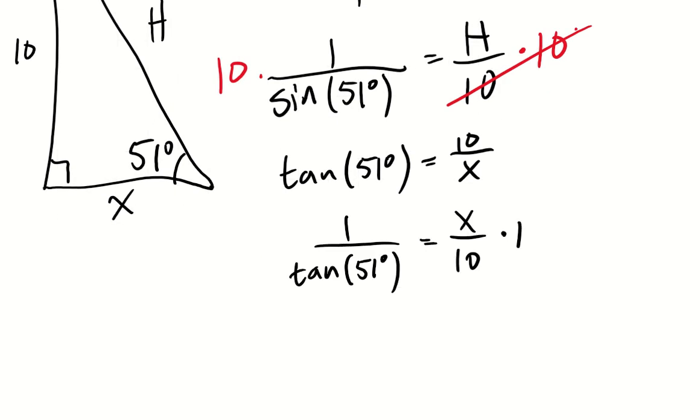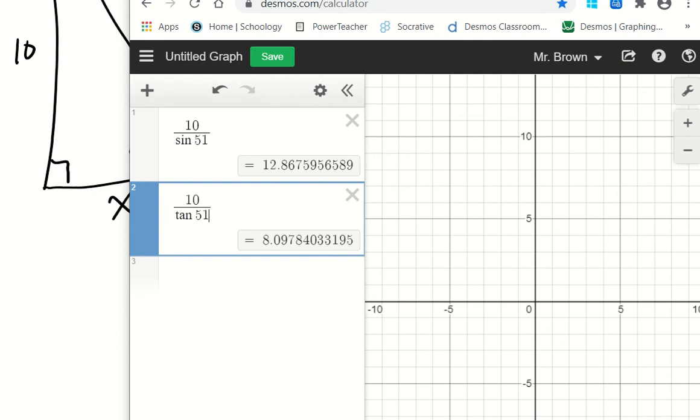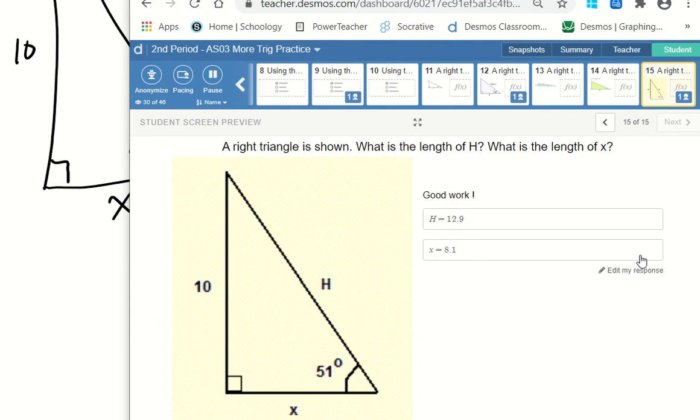And then I can just multiply both sides by 10. These cancel out. So x equals 10 over tangent 51. So we've got 10 divided by tangent of 51. That equals 8.1 about. And it's good.